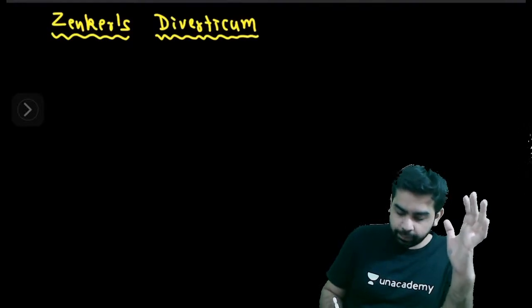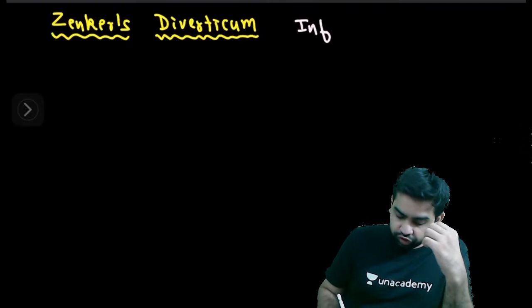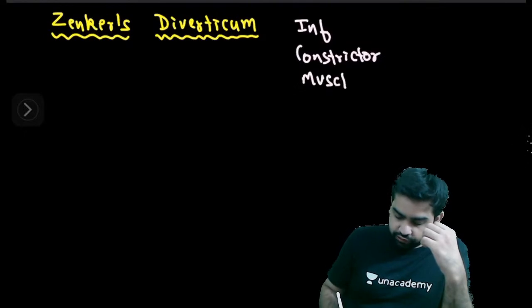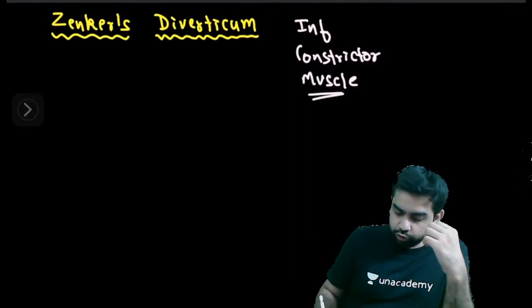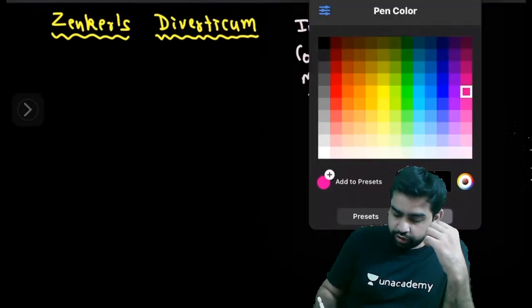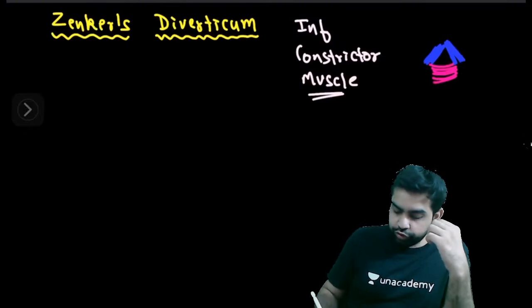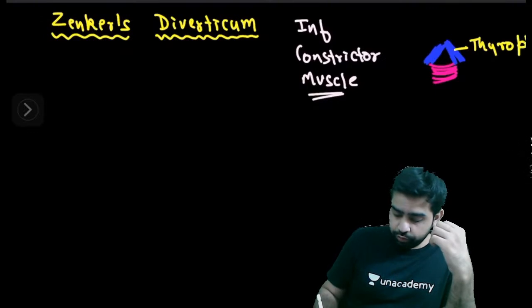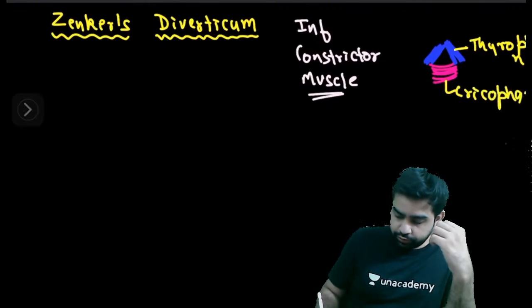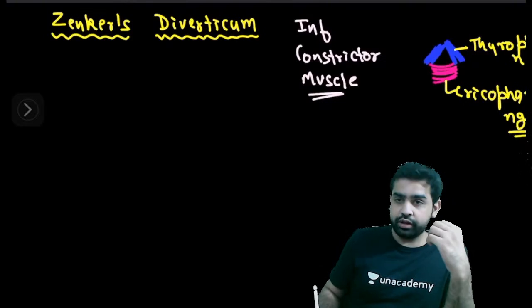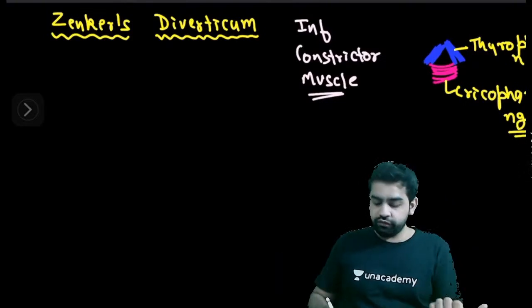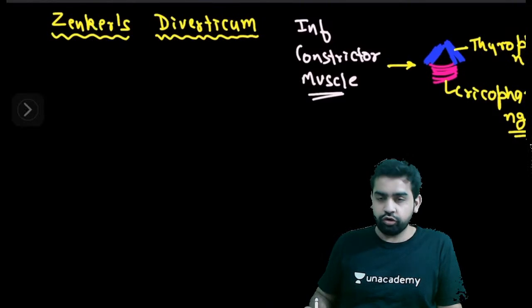What exactly is happening in the Zenker's diverticulum? There is an inferior constrictor muscle, and this inferior constrictor muscle is formed by two groups. What are the two muscles present over here? You have your cricopharyngeus muscle and your thyropharyngeus muscle. This is your thyropharyngeus and this is your cricopharyngeus. Both of these are components of your inferior constrictor.